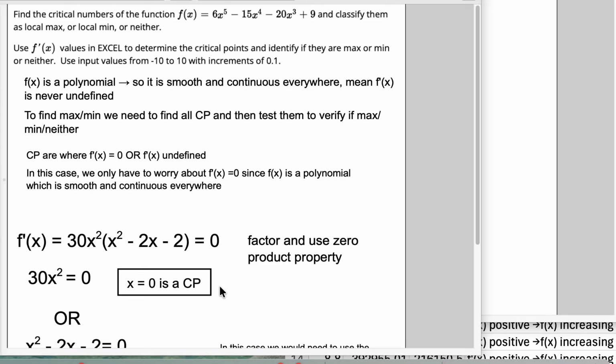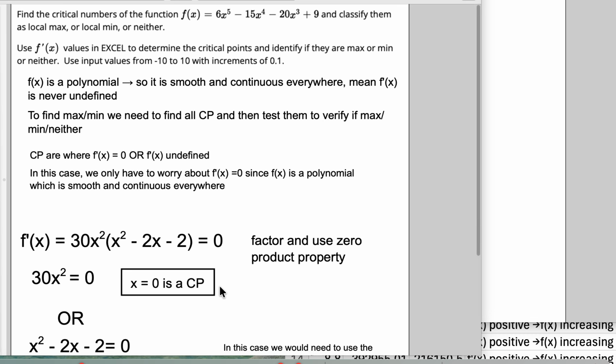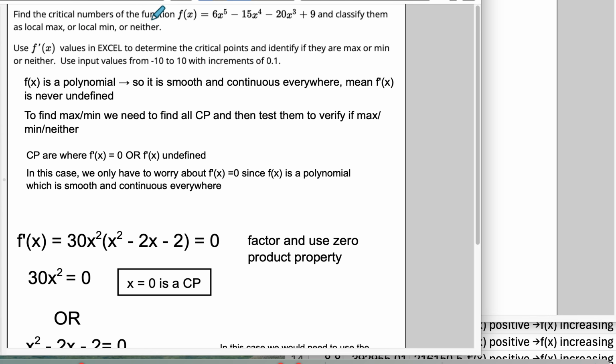This is MAP 210, and I'm going to do a couple examples from section 3.1. What we have here is we want to find the critical numbers of this function f of x, and we want to classify them as local max, local min, or neither. In order to do that, I'm going to do it both in Excel and by hand.